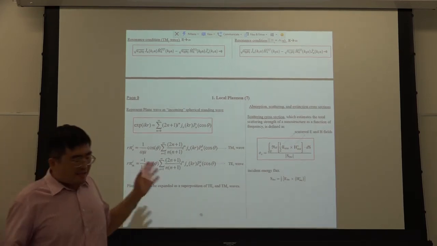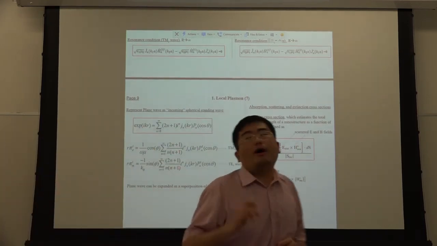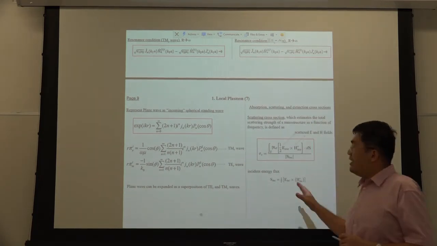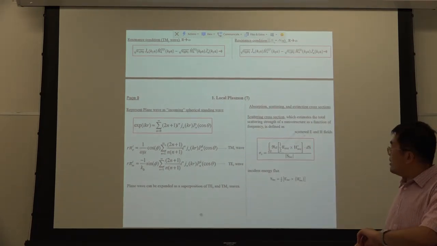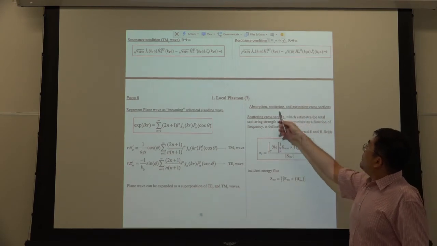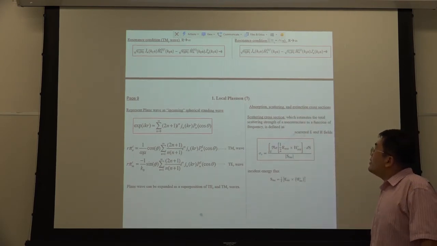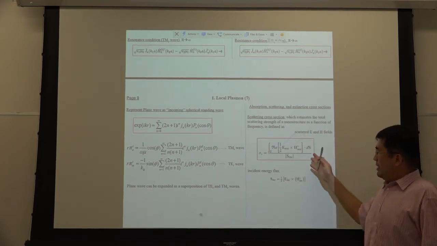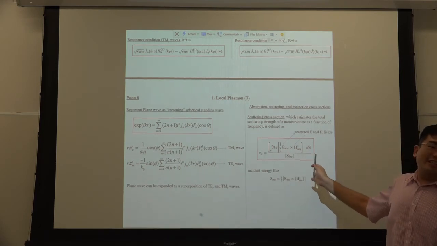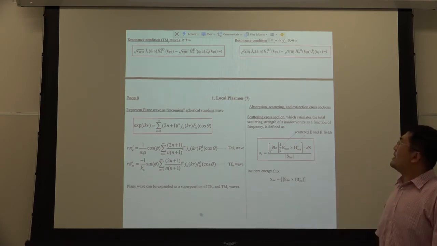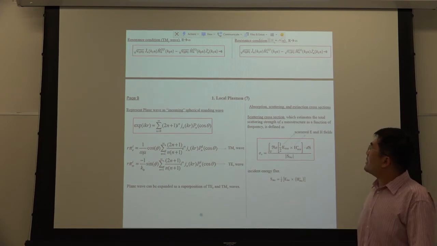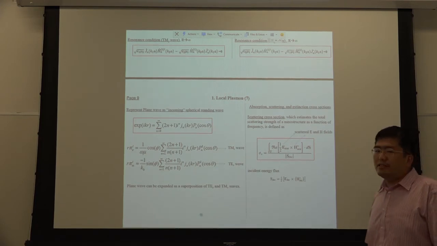But this is quite important. I'll mention it later. Then I talk about the absorption, scattering, and extinction cross sections. I think everyone should understand this; it is easy to understand. What's the absorption cross section, what's the scattering cross section, what's the extinction cross section?